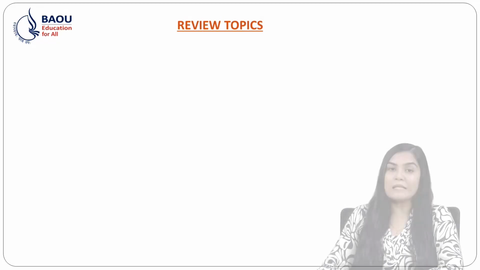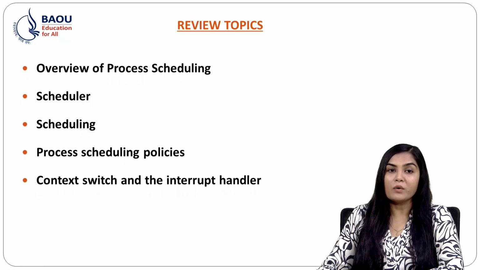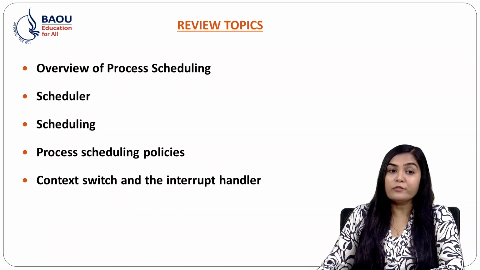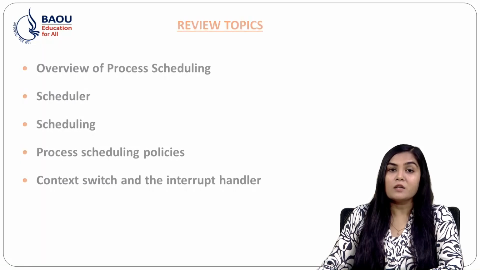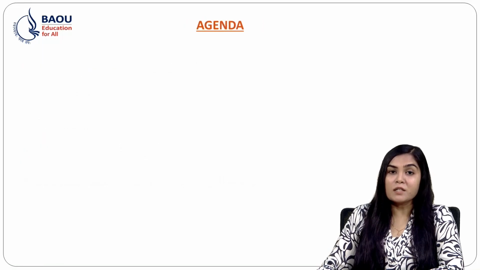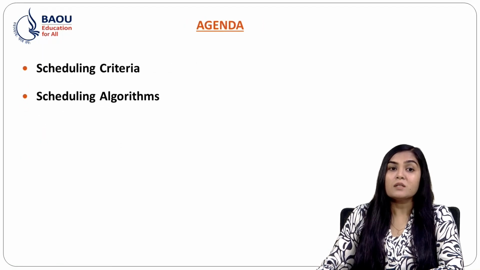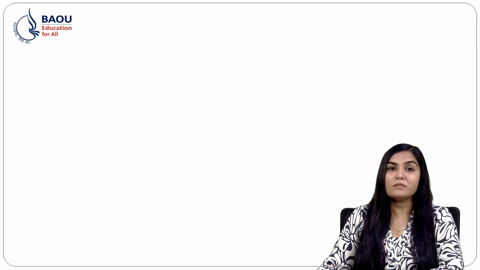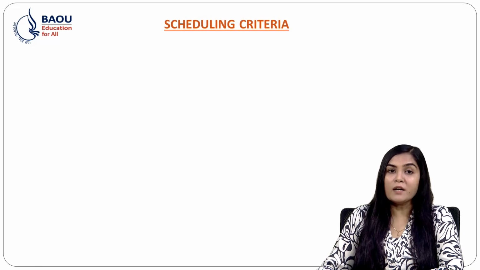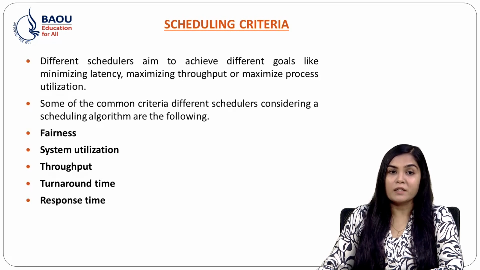So, in our last session, we have learned about process scheduling, what is a scheduler, what is scheduling, and different types of process scheduling policies, context switching and also interrupt handling. So, today's agenda will be to learn about scheduling criteria and different scheduling algorithms. So, let's start from scheduling criteria.